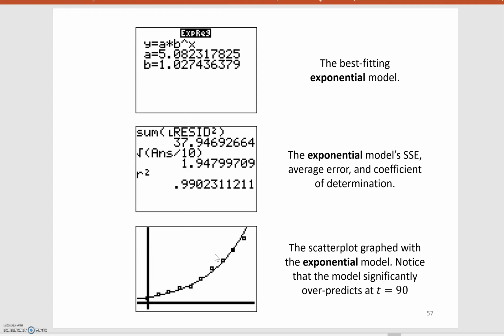So, to find the SSE, the process is the same as it's always been. We do sum resid squared. The average error, we do the same thing. We take the square root of the SSE divided by 10. And then, now down here, what's actually happening here, because this is exponential regression, it has a correlation coefficient. So the process is just to find our, actually maybe I'll just run through this very quickly on the calculator.